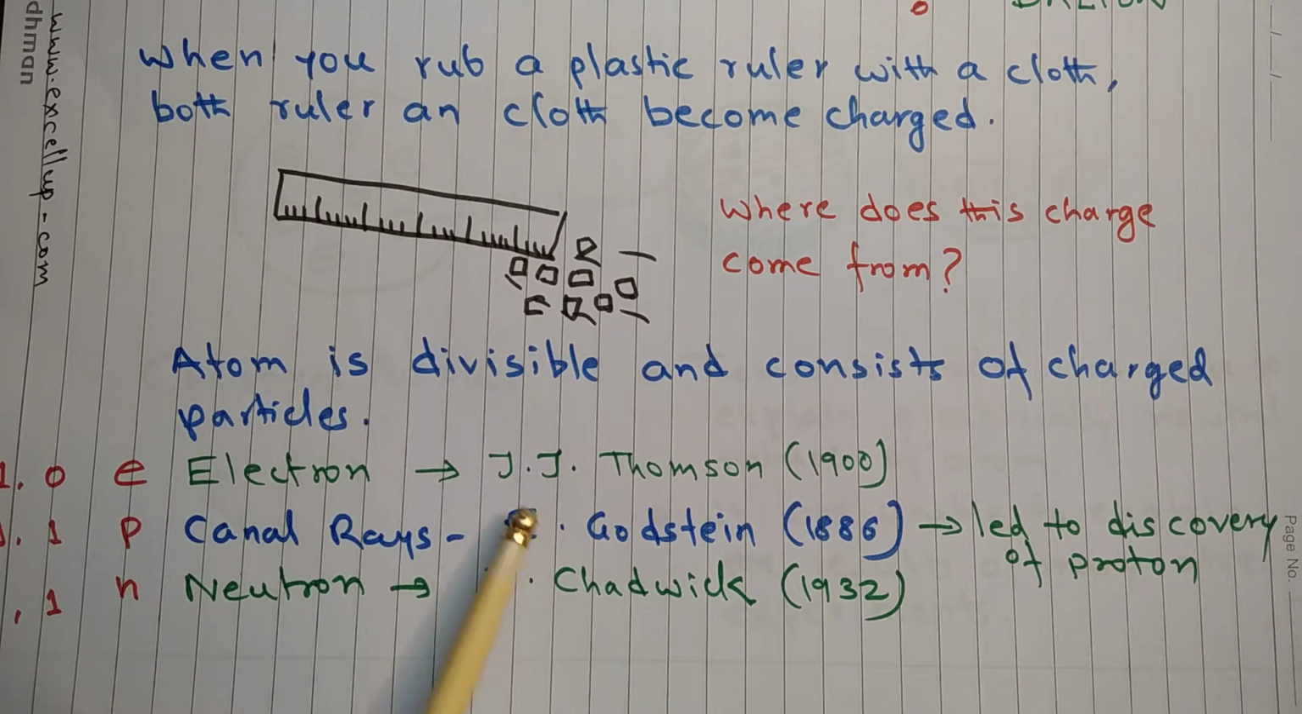Electron was discovered by J.J. Thomson in 1900. Then E. Goldstein discovered canal rays in 1886, that is much before the discovery of electrons. And the discovery of canal rays eventually led to discovery of proton. Later on, in 1932, J. Chadwick discovered neutrons.